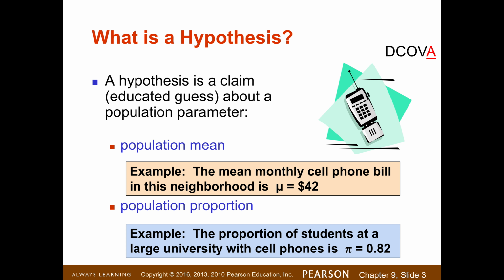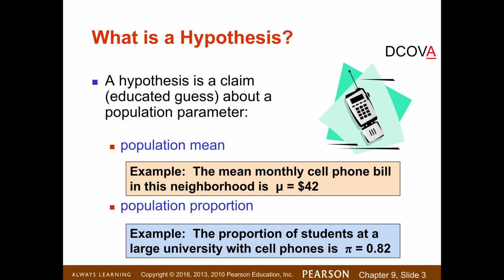It's an educated guess. So one example, let's say that there's a particular neighborhood and one of the people in the neighborhood makes the claim that the average monthly cell phone bill in that neighborhood is $42. Well, hypothesis testing is the tool that you could use to test that claim or that educated guess.